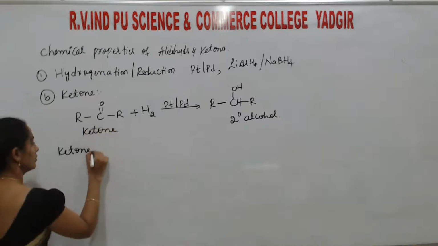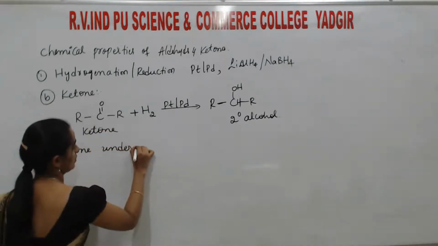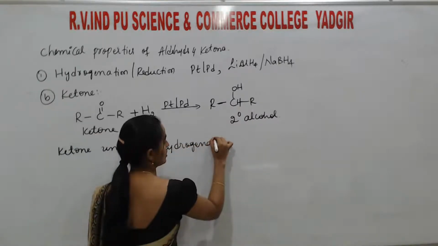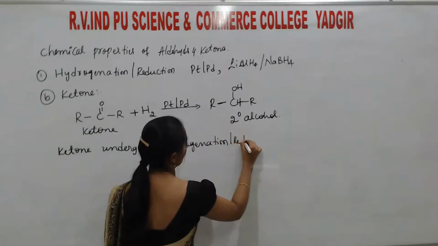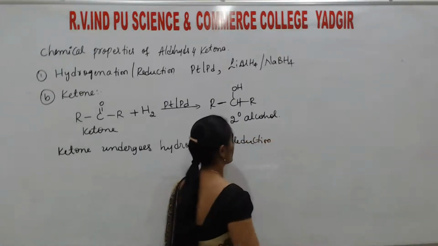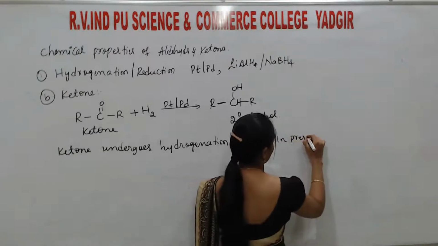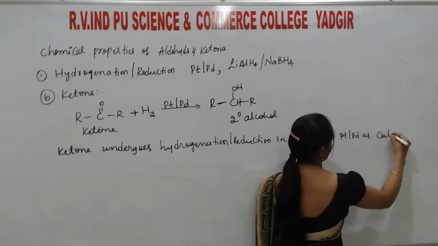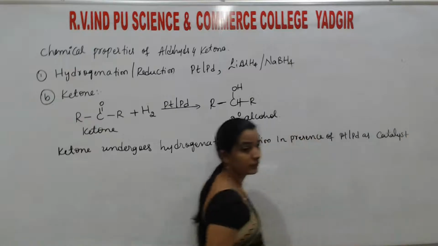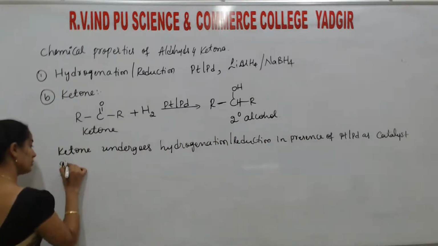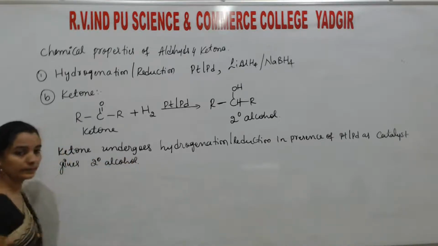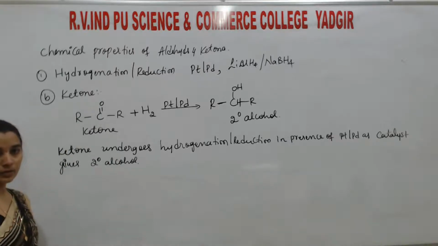So next you have to write here: ketone undergoes hydrogenation or reduction in presence of platinum or palladium as catalyst gives secondary alcohol. Understood? Gives secondary alcohol. How the reaction takes place?